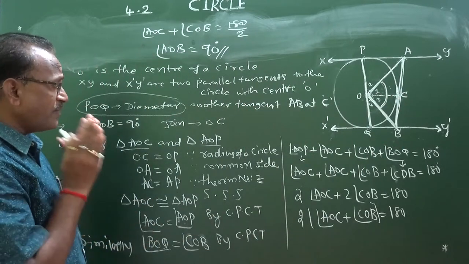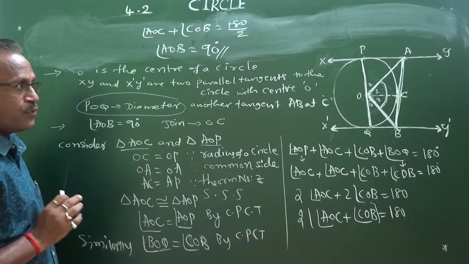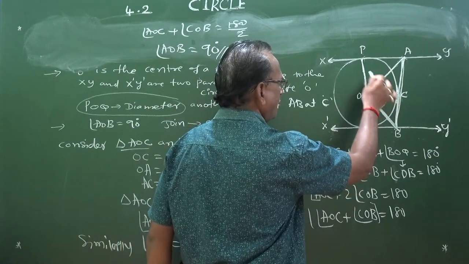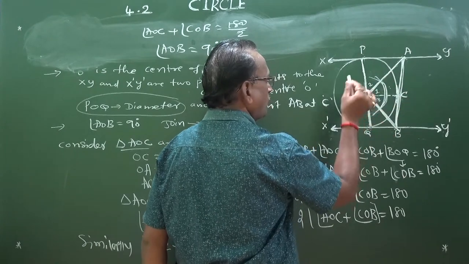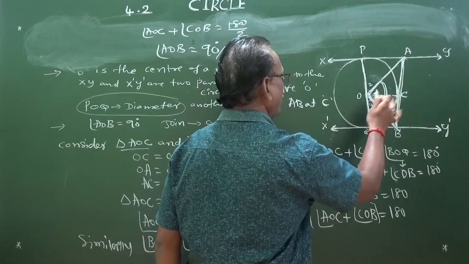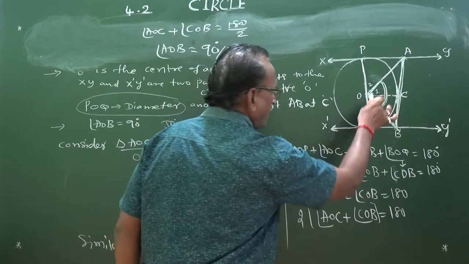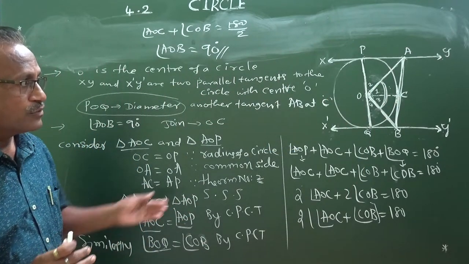Now, one thing you have to remember, POQ is a diameter. The sum of all four angles, 1, 2, 3, 4, is equal to 180 degrees. Then you have to substitute: instead of angle 2, substitute angle 1; instead of 3, substitute 4; instead of 4, substitute 3.